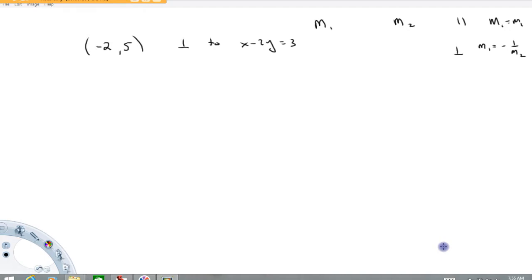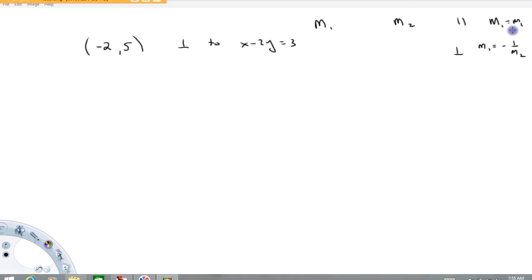So first of all, we're going to talk a little bit about slopes here. If I have the slopes of two lines, I'm going to call them M1 and M2 for a moment. If those lines are parallel, that means the slopes are equal. So if they're parallel, then M1 is equal to M2.